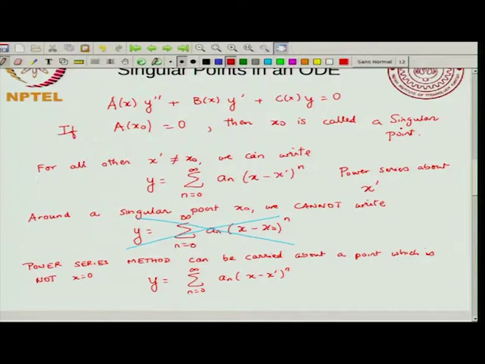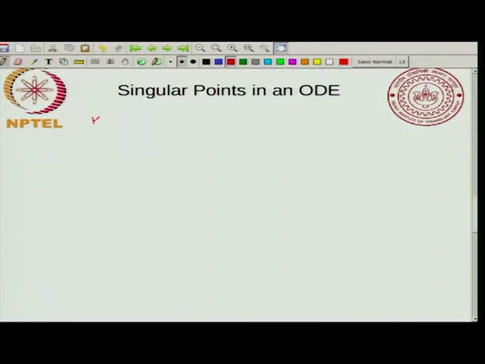So now let us get back to this equation. We saw that when a(x0) equal to 0, then x0 is a singular point, and you cannot use the power series method as it is. So now let us look at the different kinds of singular points. The first kind of singular point is what is called a regular singular point.